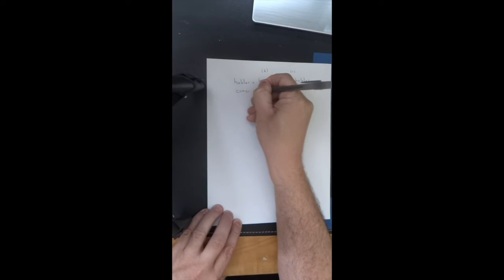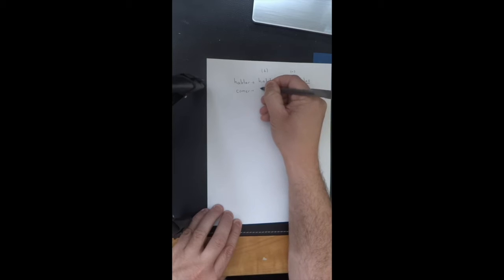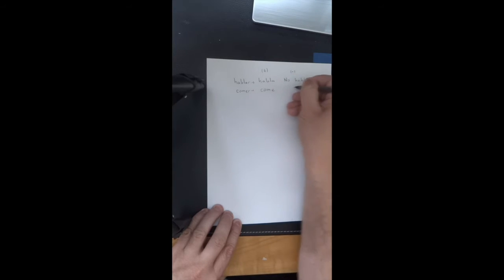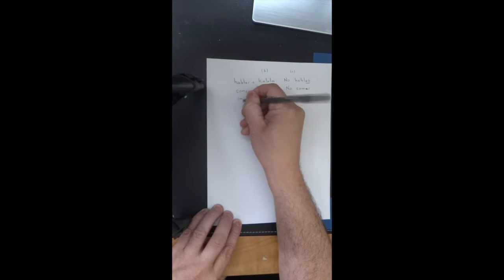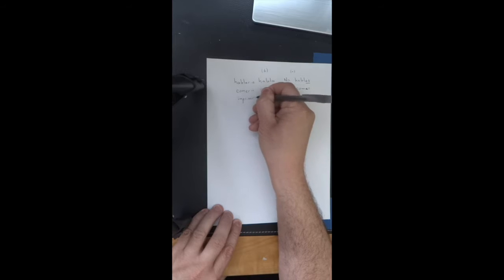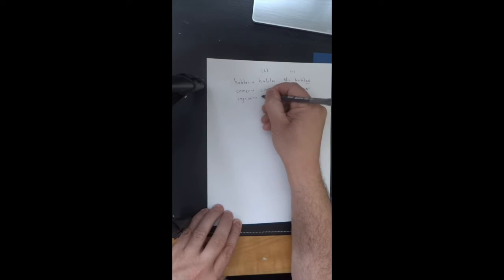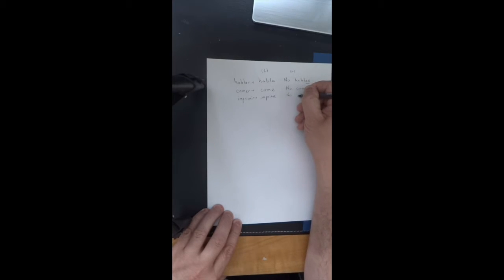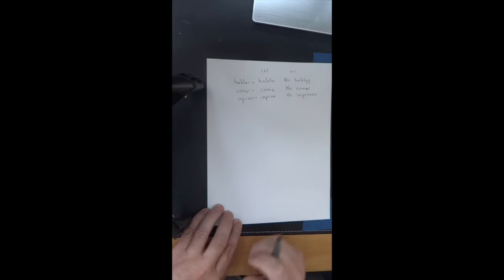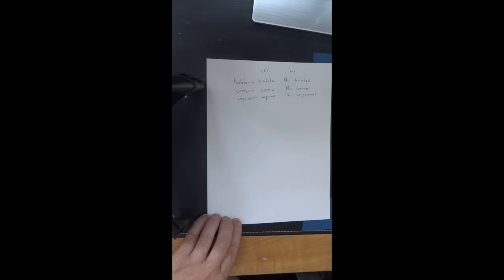Comer. Positive is come, negative is no comas. And then imprimir is imprime here. Now it's going to change to no imprimas. Okay? No imprimas.